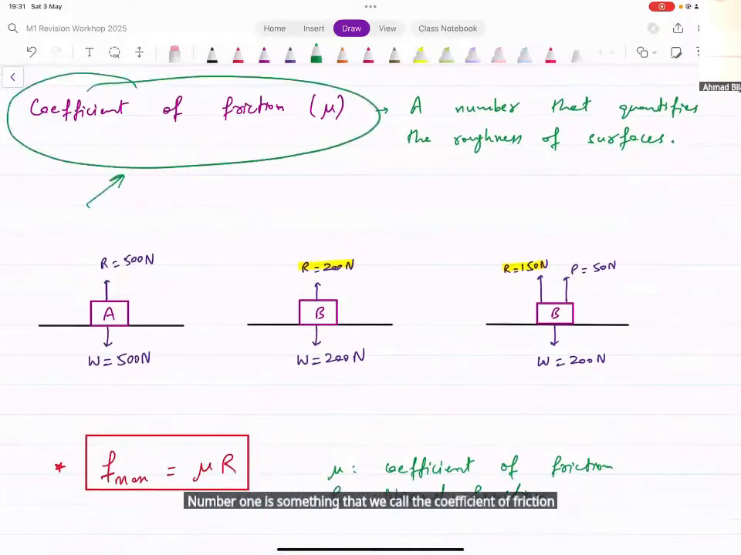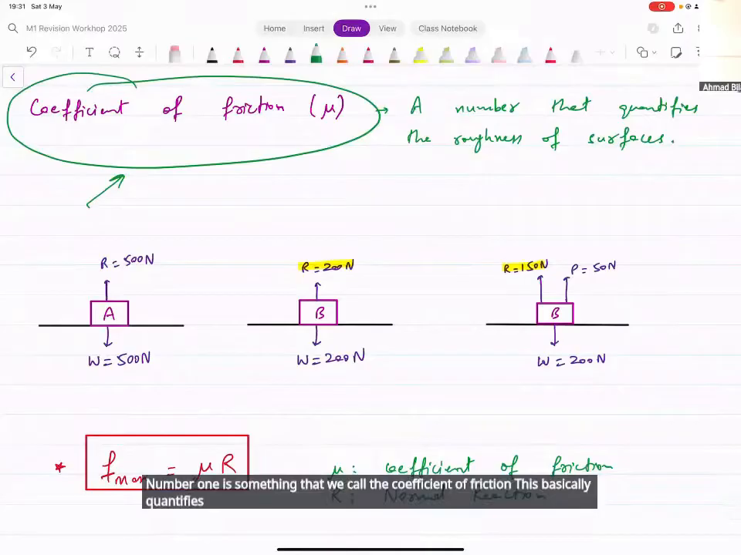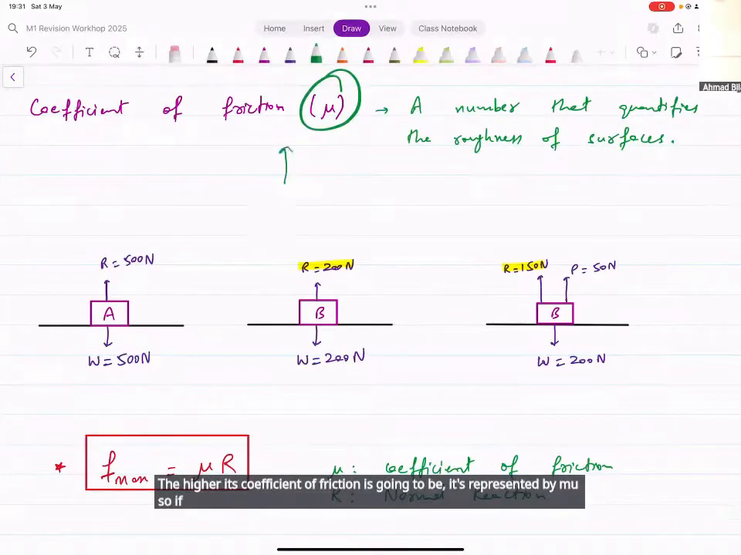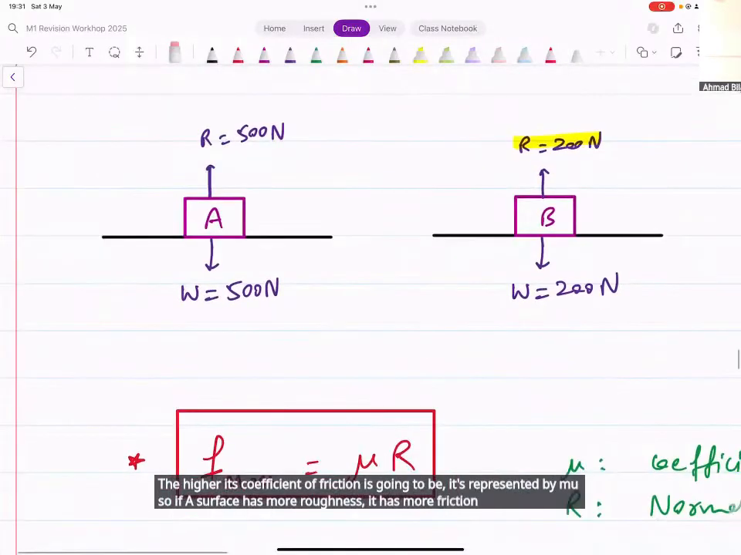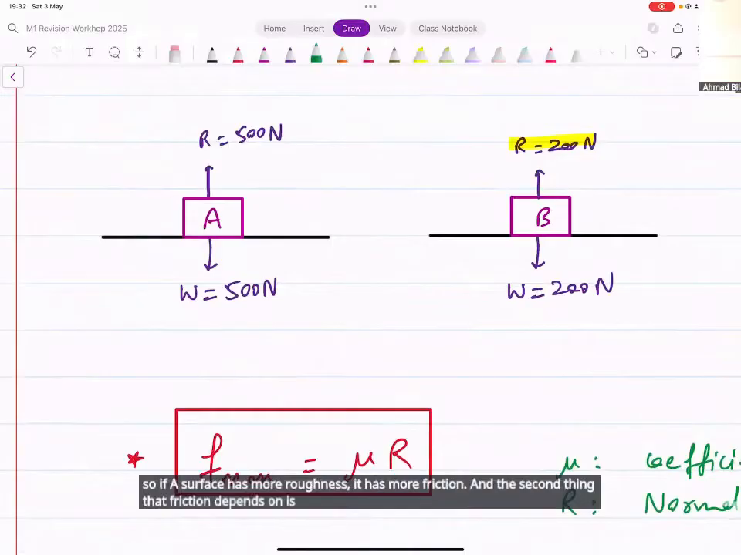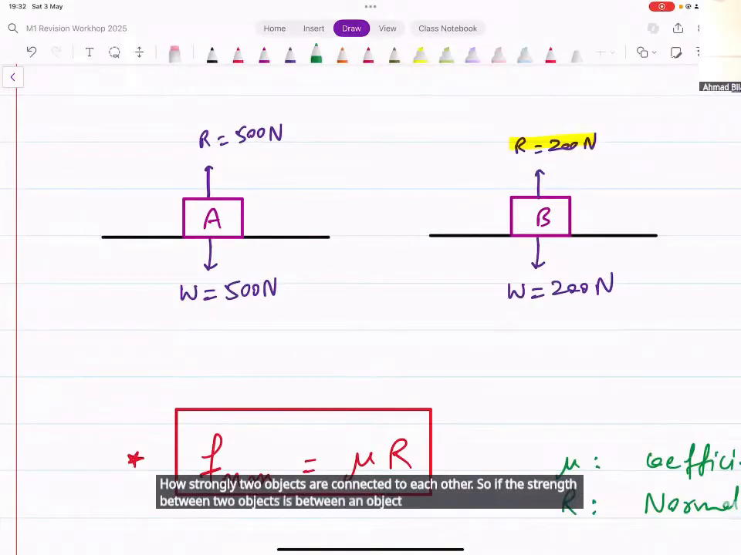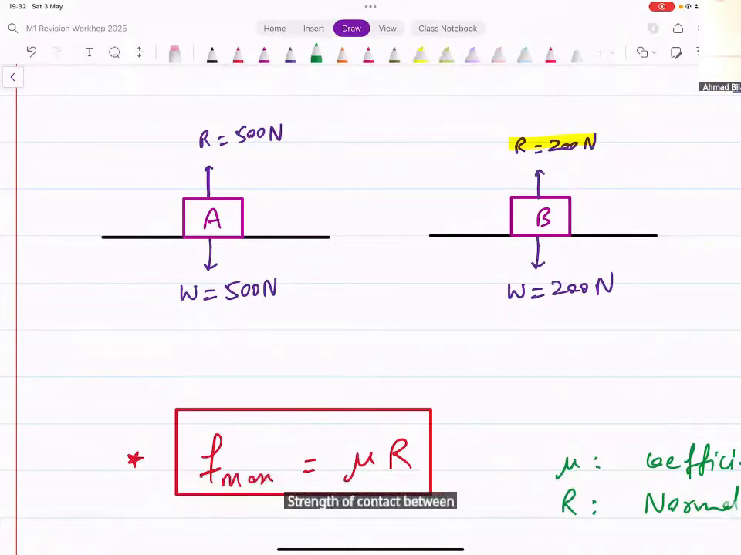This basically quantifies the roughness of the surfaces. So the more rough the surfaces, the higher its coefficient of friction is going to be. It's represented by mu. So if a surface has more roughness, it has more friction. And the second thing that friction depends on is normal reaction, because normal reaction basically captures how strongly two objects are connected to each other. So if the strength of contact between two objects is more, then the friction is going to be more.